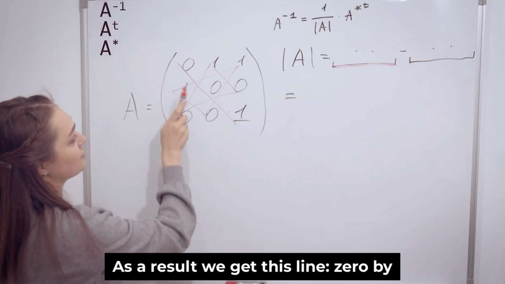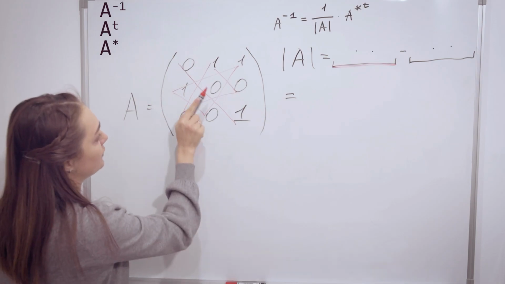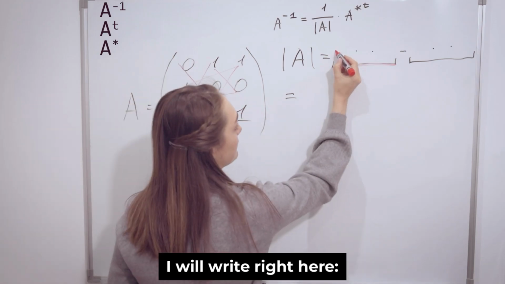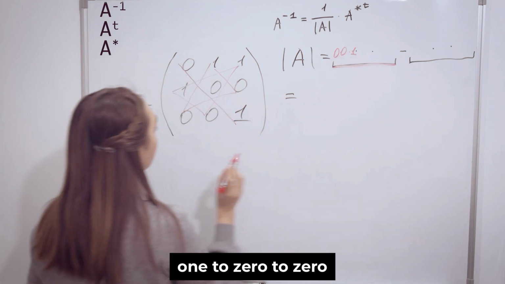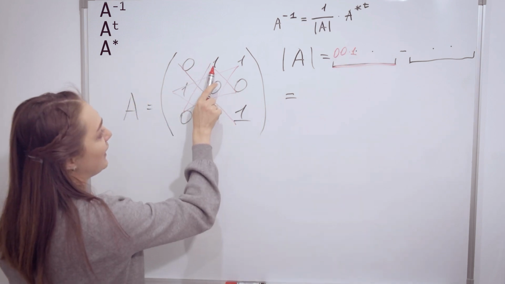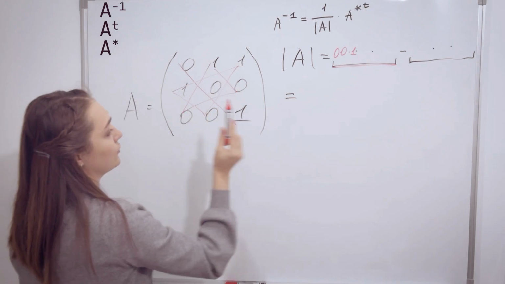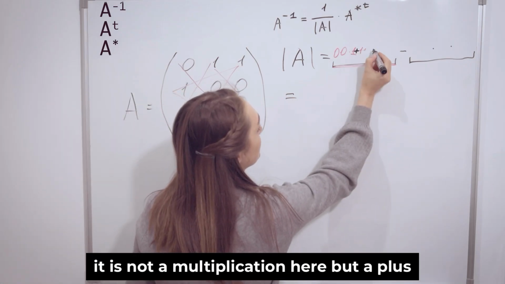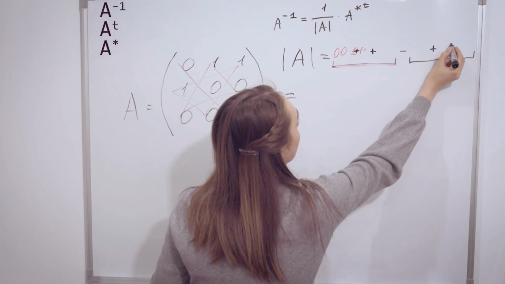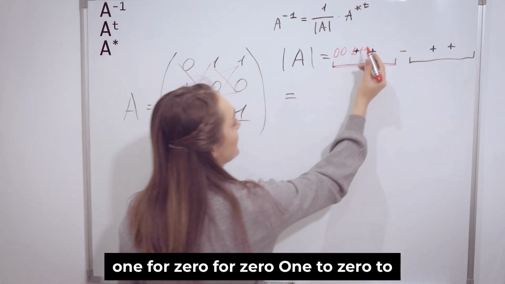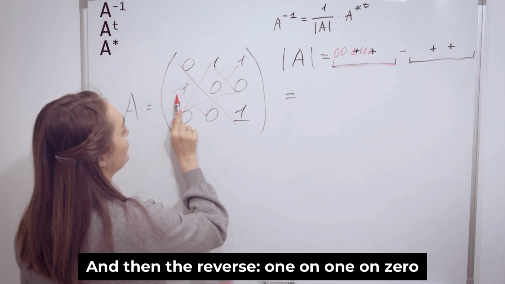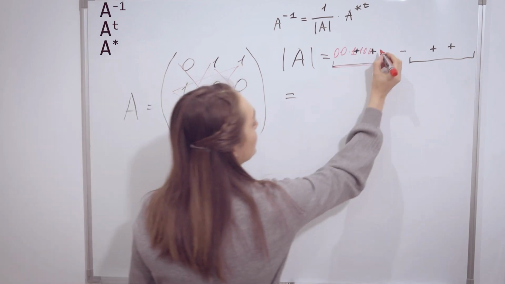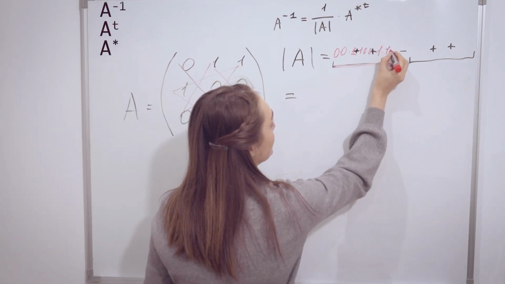As a result, we get this line, 0 by 0 by 1. I will write right here, 0 by 0 by 1, then 1 by 0 by 0. I apologize, it is not a multiplication here, but a plus. So 1 by 0 by 0, and then the reverse, 1 by 1 by 0.